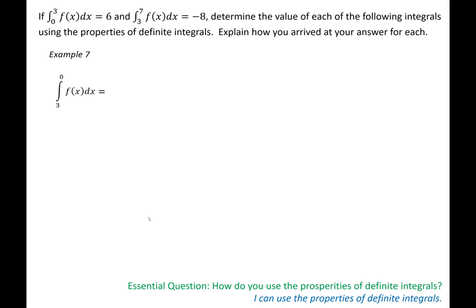Okay, so this first one, the first thing that's wrong is our bigger number is on the bottom. So in order to fix that, I have to put a negative out front, and then I swap the order. So 0 to 3 of f of x dx. Now we know what 0 to 3 is equal to. I can replace that with a 6. So I drop the negative and I replace it with a 6.